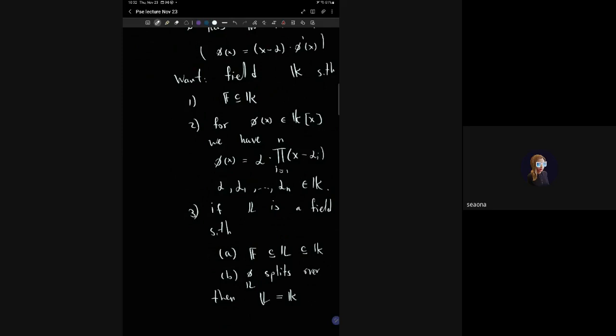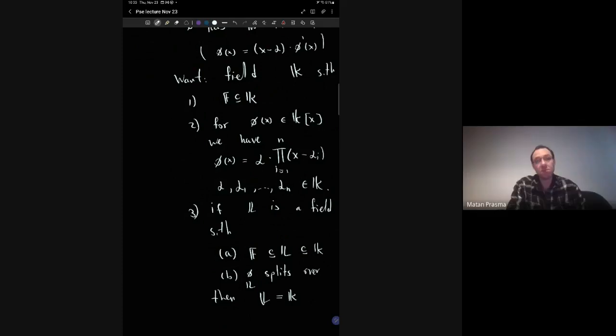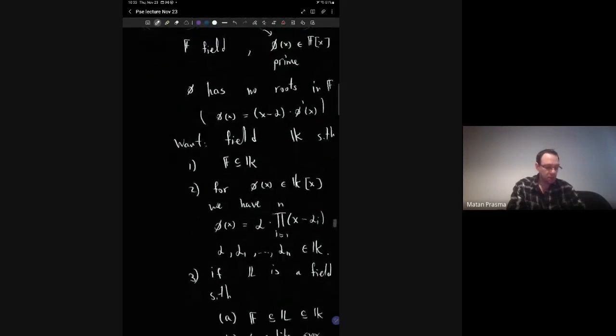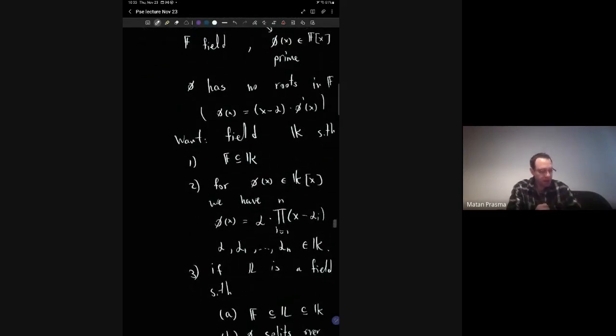So I was wondering, if this extended field does not contain all the possible roots from the polynomial, does it mean that it's not considered a splitting field? Or it could still be a splitting field? Yeah, a splitting field must contain all the roots, because you see this formula in purple. It means that alpha 1 up to alpha n are all the possible roots of phi.